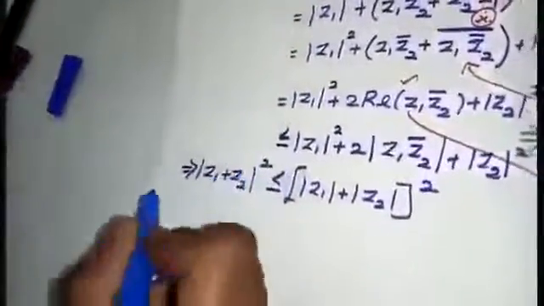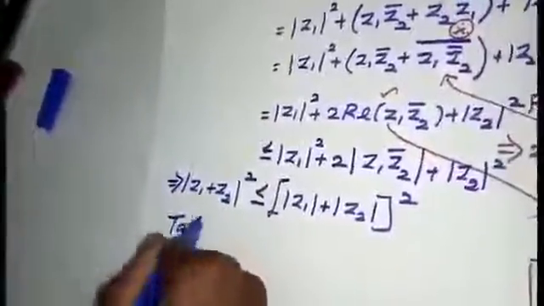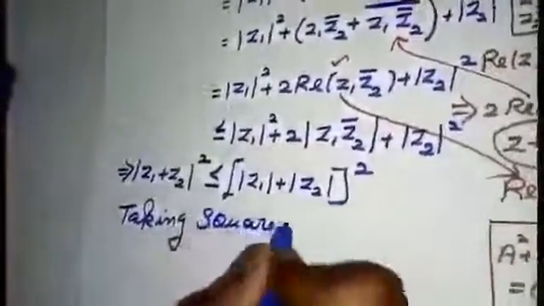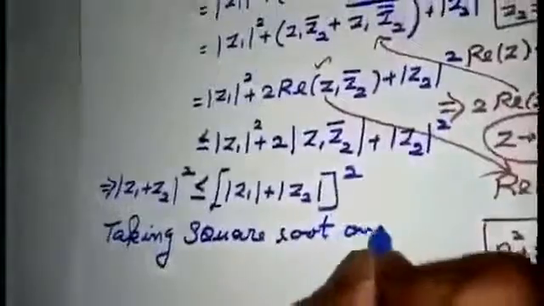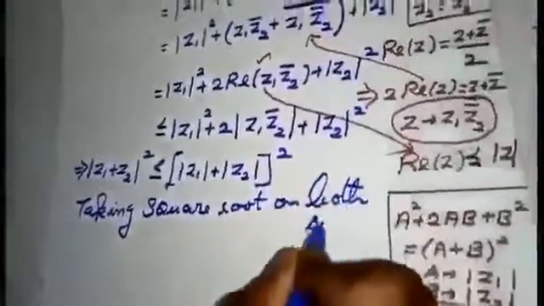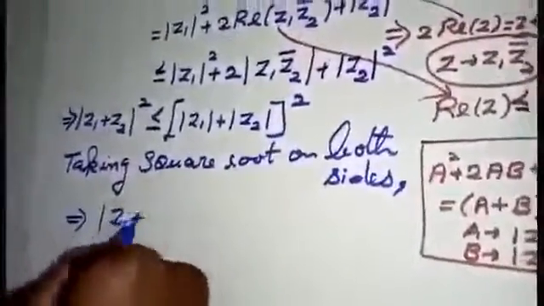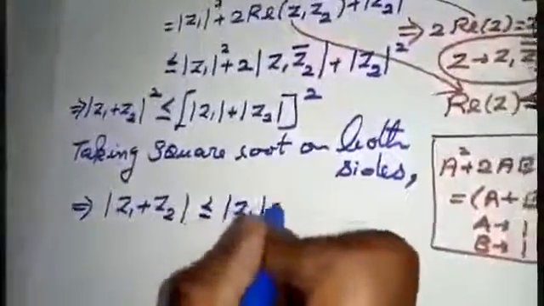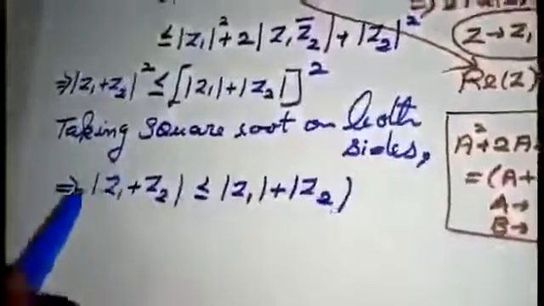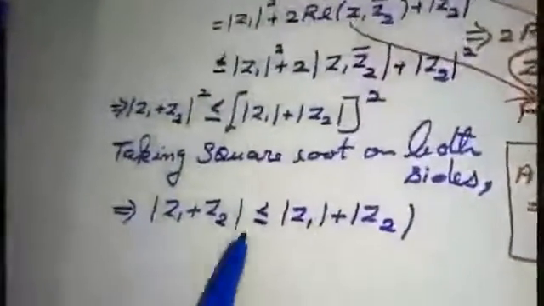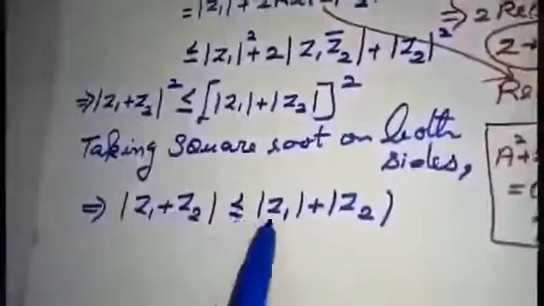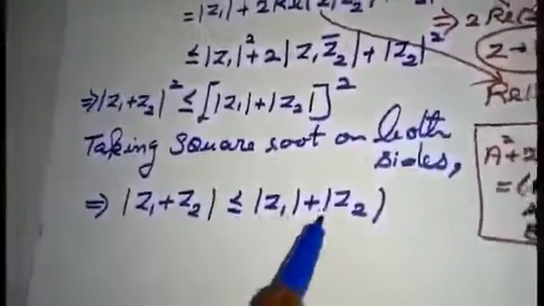If I am going to take square root on both sides, we get modulus of z1 plus z2 is less than or equal to modulus of z1 plus modulus of z2. Just observe the property, that is, this is the required triangle inequality property, that is modulus of z1 plus z2 is less than or equal to modulus of z1 plus modulus of z2, students.